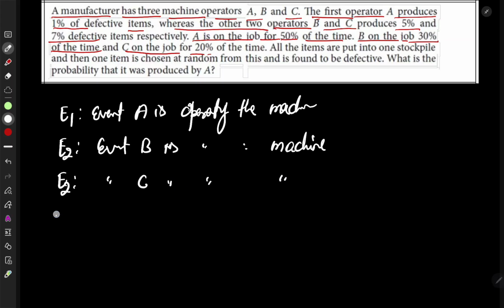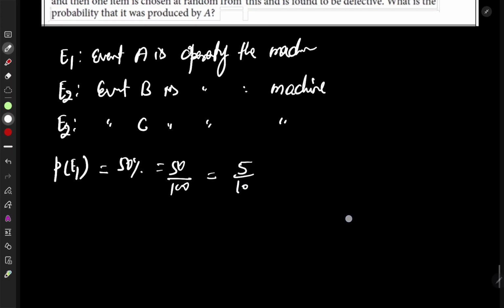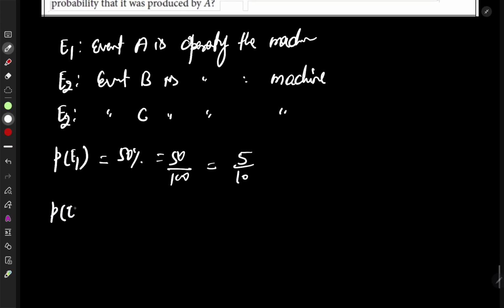So the probability of E1, because out of 100 hours it is 50% time, so 50 by 100. It will be 5 by 10, you can also say 1 by 2. Let it go, it will be easy maybe in calculation. B is 30%, so it will be 30 by 100, so it will be 3 by 10.